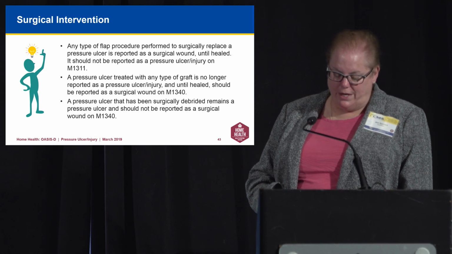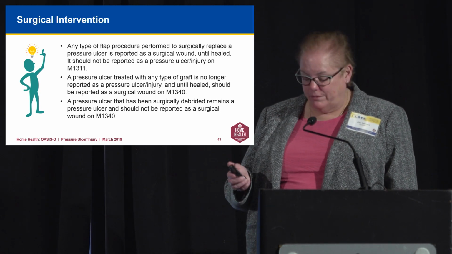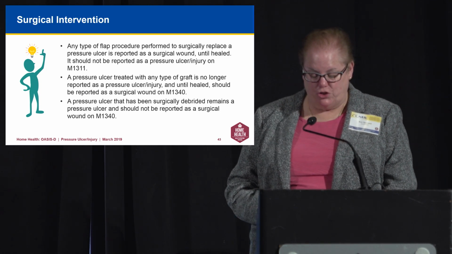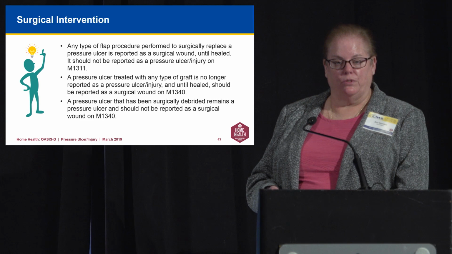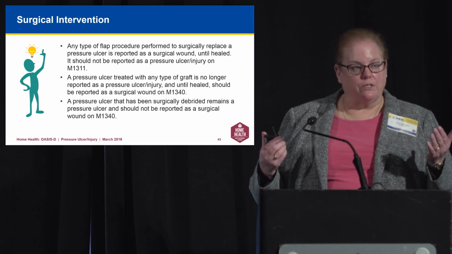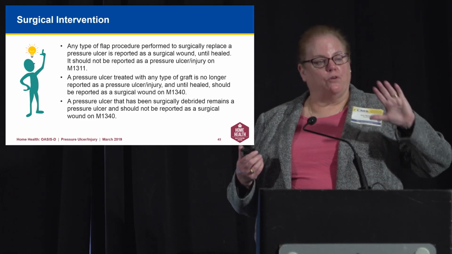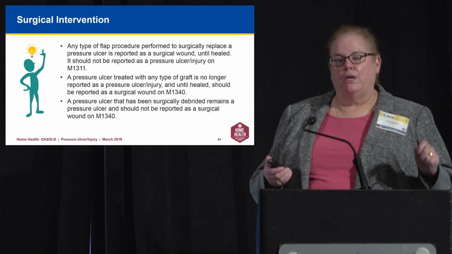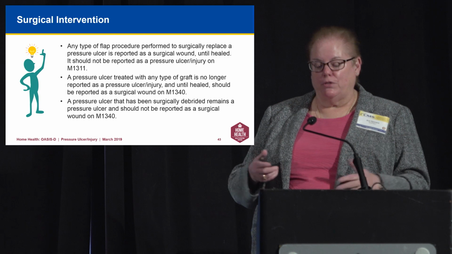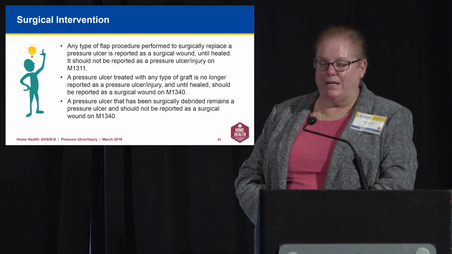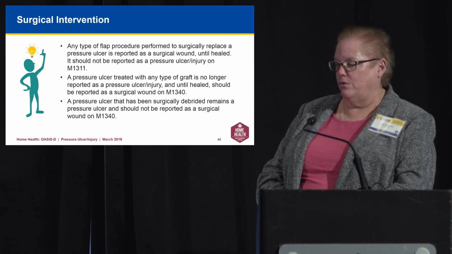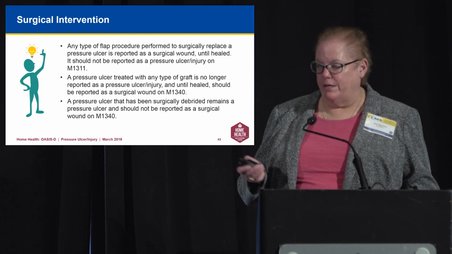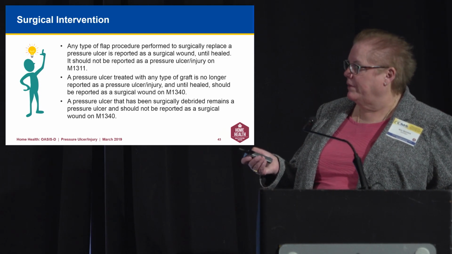But a pressure ulcer that has been surgically debrided, which is a different scenario, remains a pressure ulcer and should not be reported as a surgical wound. So these are subtle differences. So the flap or the graft now makes that wound a surgical wound. Surgical debridement, chemical debridement, whatever, it continues to be a pressure ulcer or injury and would be coded in the pressure ulcer area, M1311.